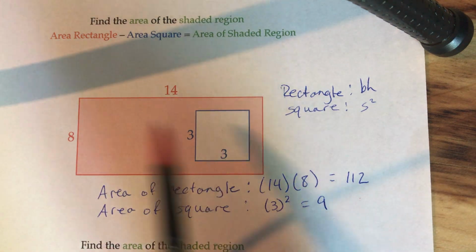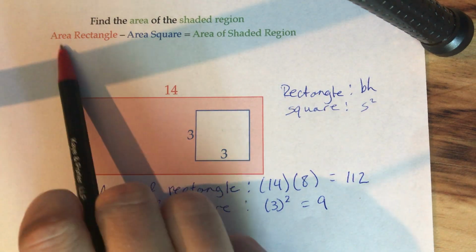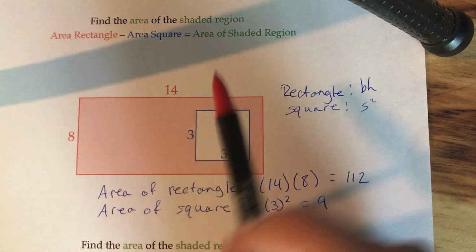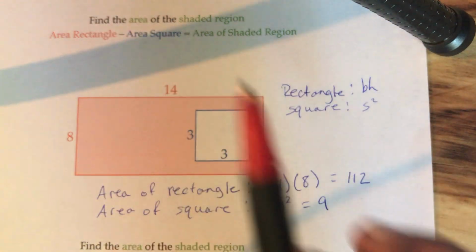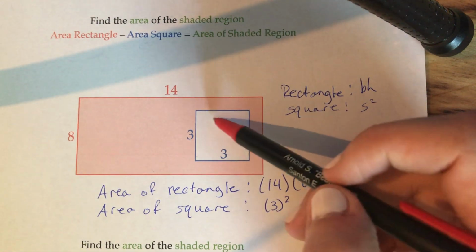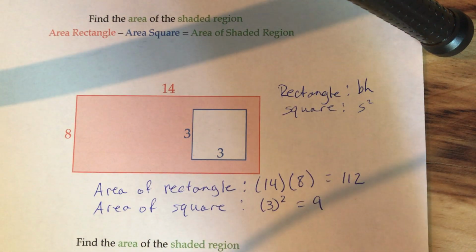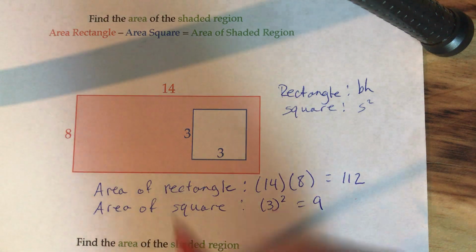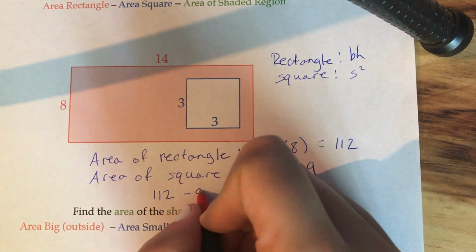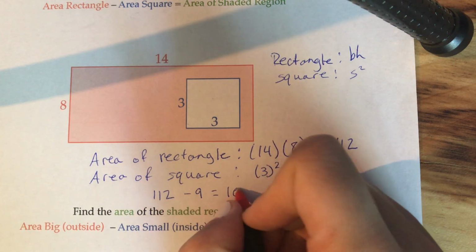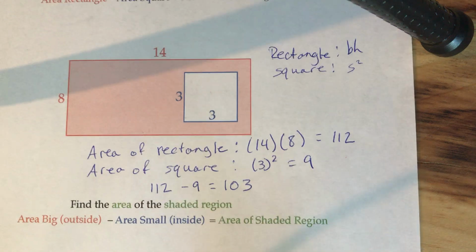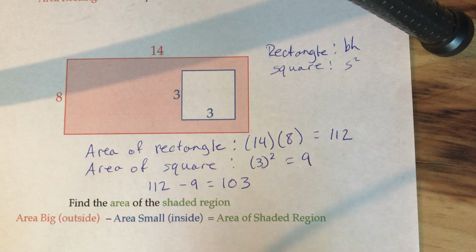So if I wanted to find the area of my shaded region, I would take the area of the rectangle and subtract from it the area of the square to find what's inside. So we're basically just picking out this little piece, kind of like if we had scissors and we cut out this square right here, we would know what's left over. So let's do 112 minus 9, which would give me 103. Okay, so that's what we're doing with subtracting area.